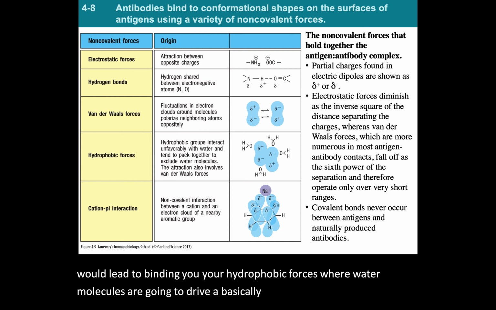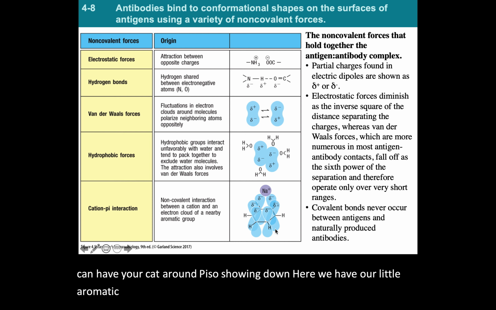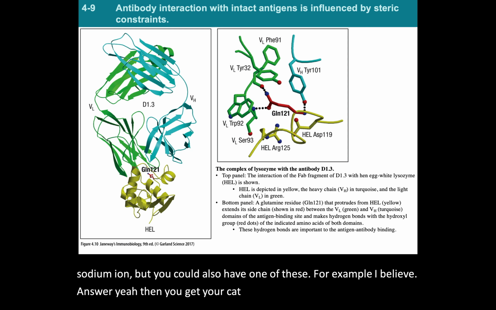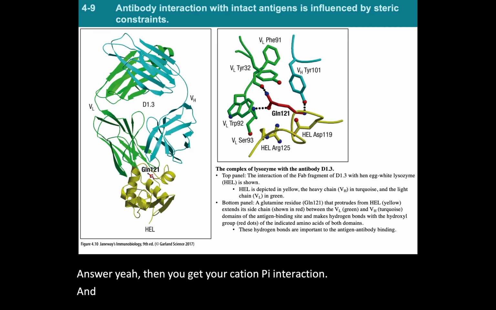And you can have your cation pi. So shown down here, we have our little aromatic ring with all those pi-bonded electrons, or rather pi-valence electrons. And you've got your cation at the top here, showing a sodium ion, but you could also have one of these, for example, I believe. And so, yeah, then you'll get your cation pi interaction. And you can have, I think, possibly multiple cation pi's that hold together some of these proteins.